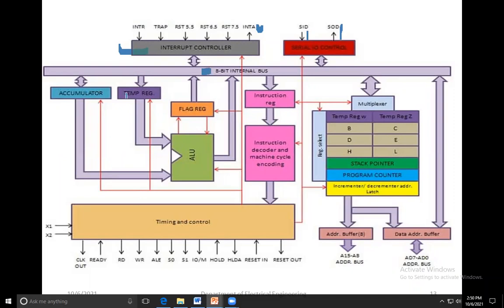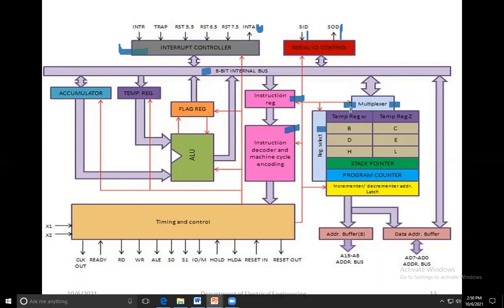Then this one is the instruction register. This is the instruction decoder and machine cycle encoding. If you are giving instructions, you have to decode the instruction first. Then next is the register select, and this is the multiplexer. What is meant by the multiplexer? The same pins act first as the address bus and then as the data bus. For that purpose we have to use this multiplexer.